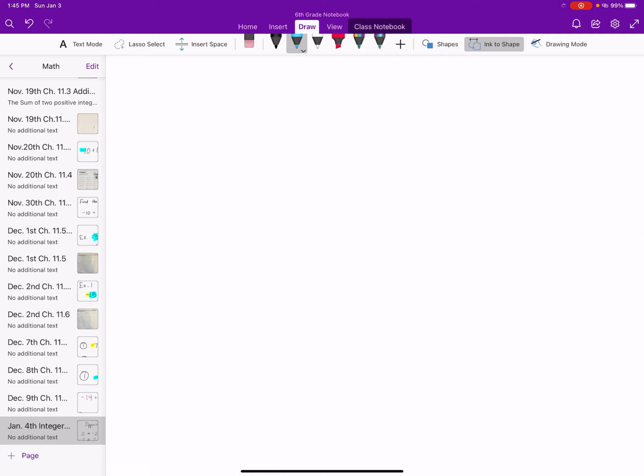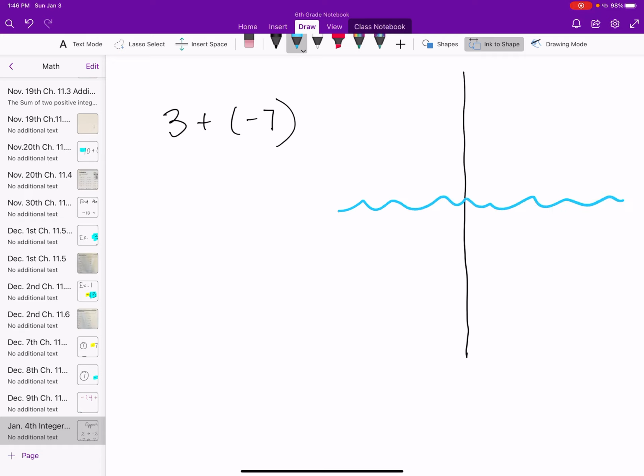Let's go into adding and subtracting integers now. We'll start off with adding. If I have 3 plus a -7, don't forget we can use our little number line, our up and down number line, the vertical one, because I think that works better. And when we related it to the ocean, that really helped.